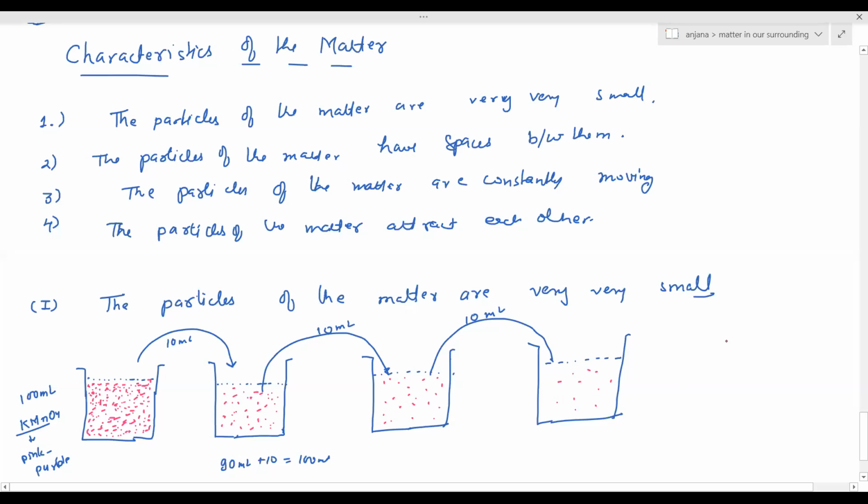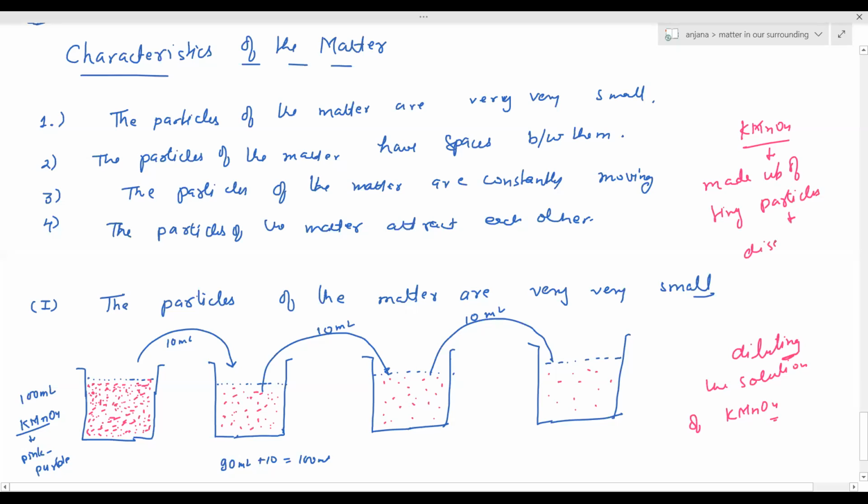So basically what we are doing, we are diluting the solution of KMnO4. Diluting means we are adding water. Whenever you add water to anything, you are diluting it. So this is the process of dilution. In all these four containers, you can see that the color of the KMnO4 becomes lighter and lighter. So this means that KMnO4 itself is made up of tiny particles.